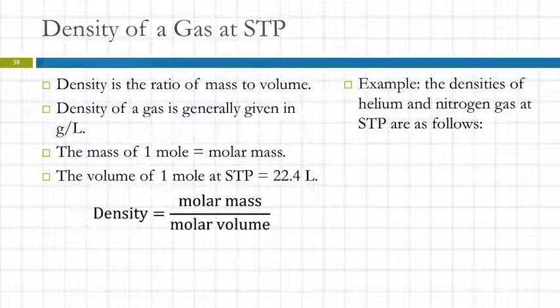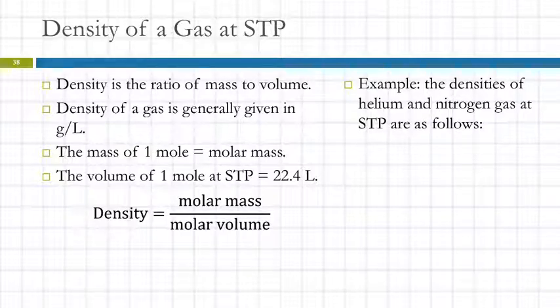We can calculate the density of a gas. Density is mass divided by volume, right? We usually measure gas densities in grams per liter instead of grams per milliliter because they are so much less dense than liquids and solids. So grams per liter gives us more reasonable numbers. If we're trying to calculate the density of a gas, we just remember what density is: the mass divided by the volume. So if we have 1 mole, we take the molar mass, the mass of 1 mole, and divide by the molar volume, the volume of 1 mole.